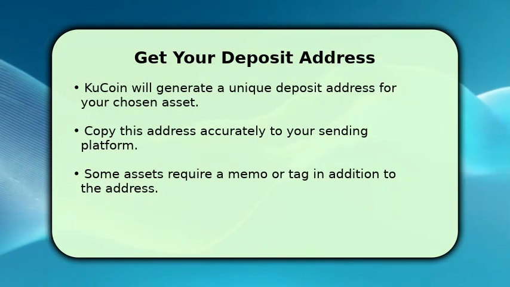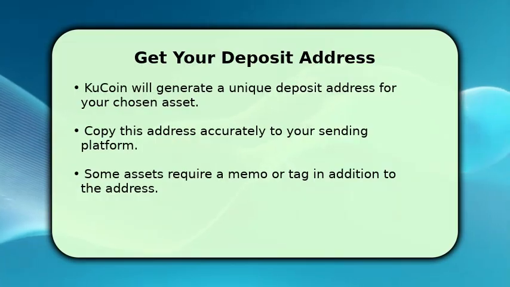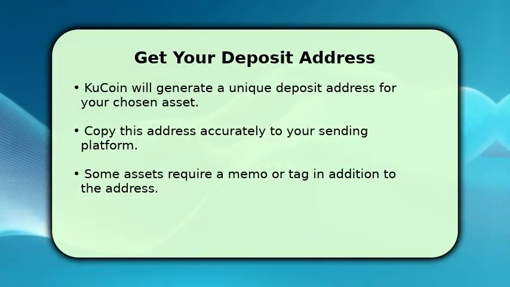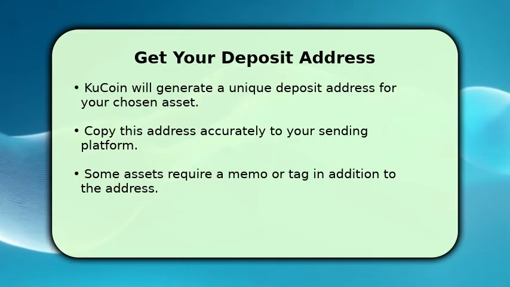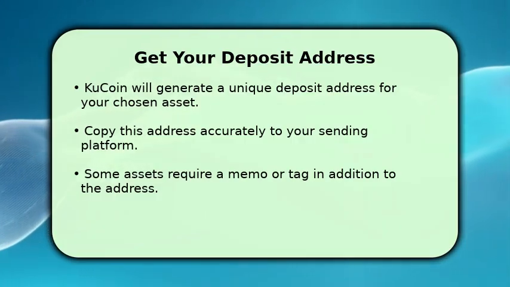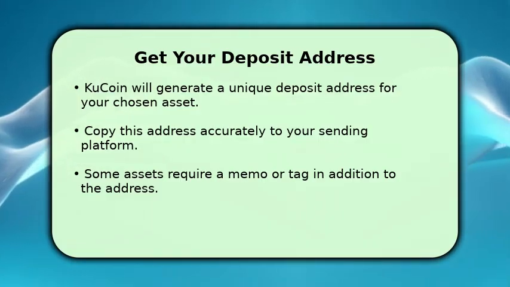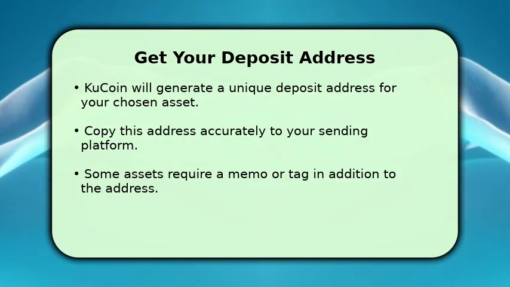After confirming your asset and network, KuCoin will display your unique deposit address. This is like your bank account number for crypto. Copy this address precisely. For certain cryptocurrencies, such as XRP or XLM, you'll also need a memo or tag. Make sure to include both the address and the memo when sending your funds, if required.